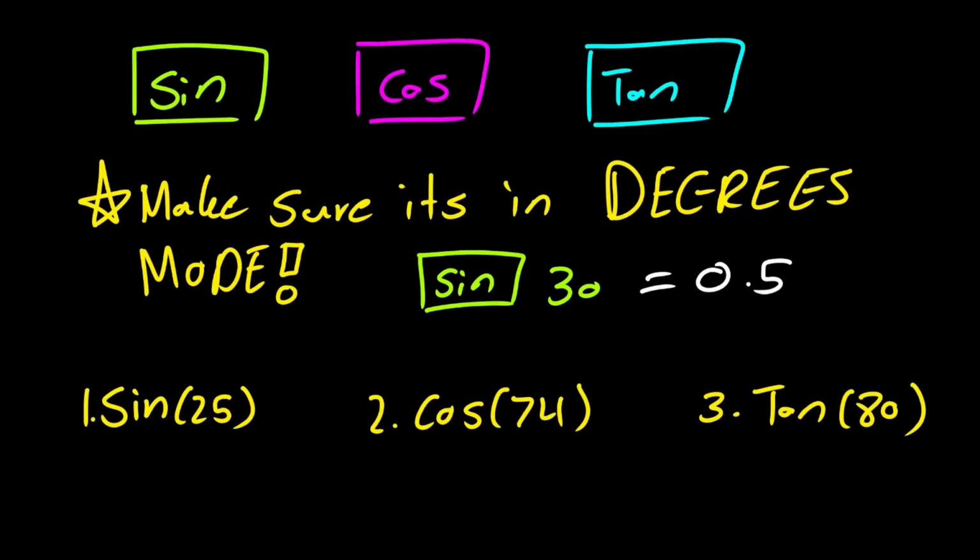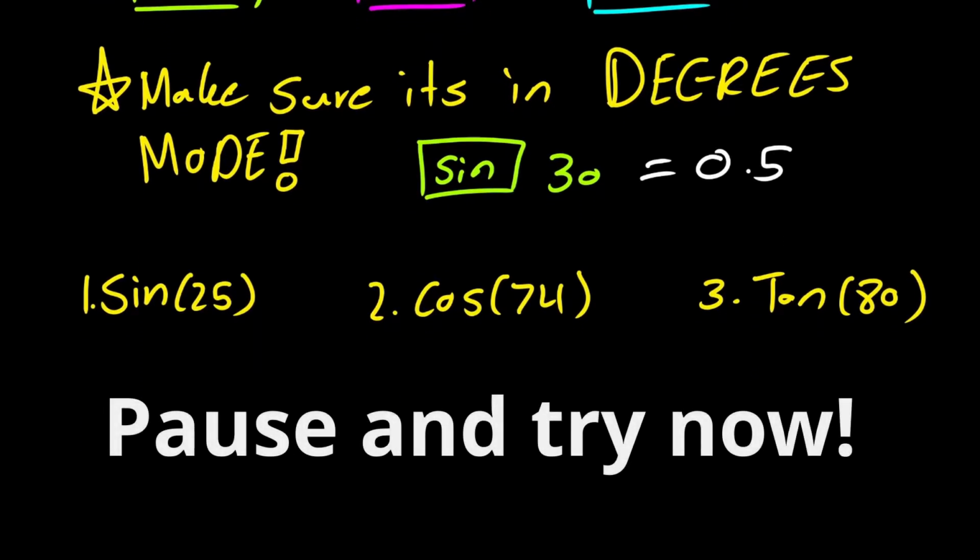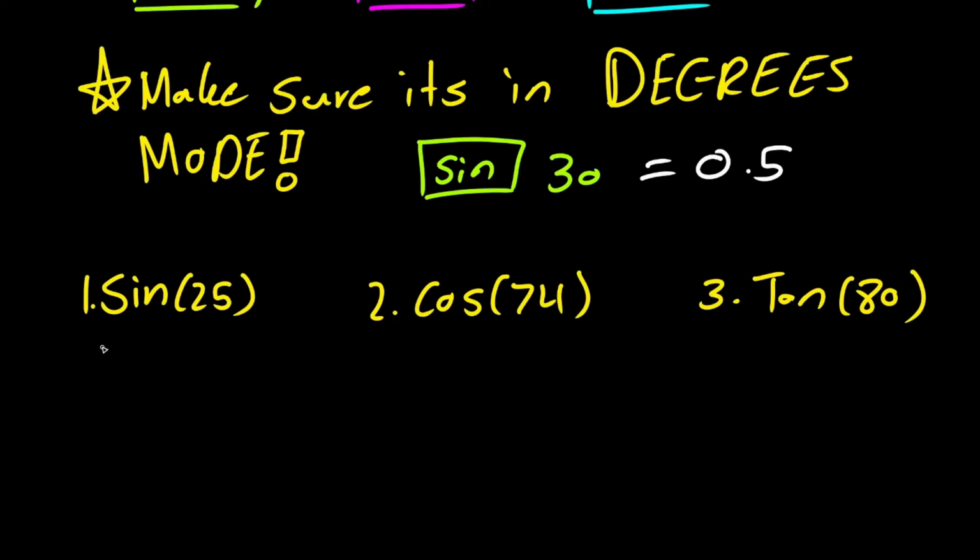So let's do some practice questions. These should be pretty simple. You can pause the video and give it a try and just put these into your calculator. All right, so sine of 25 is approximately 0.42. Now, I put the approximate sign because this is a long decimal. Usually just capping it at 2 decimal places is enough, but if you are cutting off at any point, make sure you put the approximate sign. It looks like a squiggly equal sign. All right, cosine of 74 is approximately 0.27. And tangent of 80 is approximately 5.67.